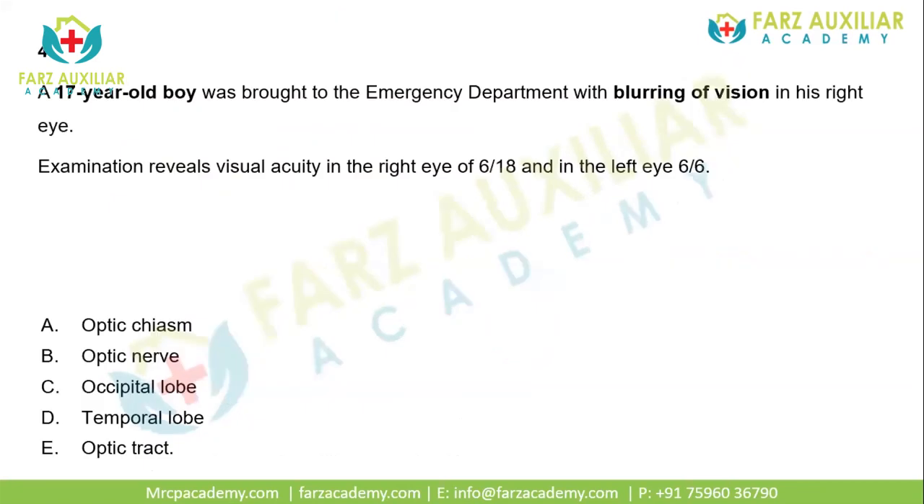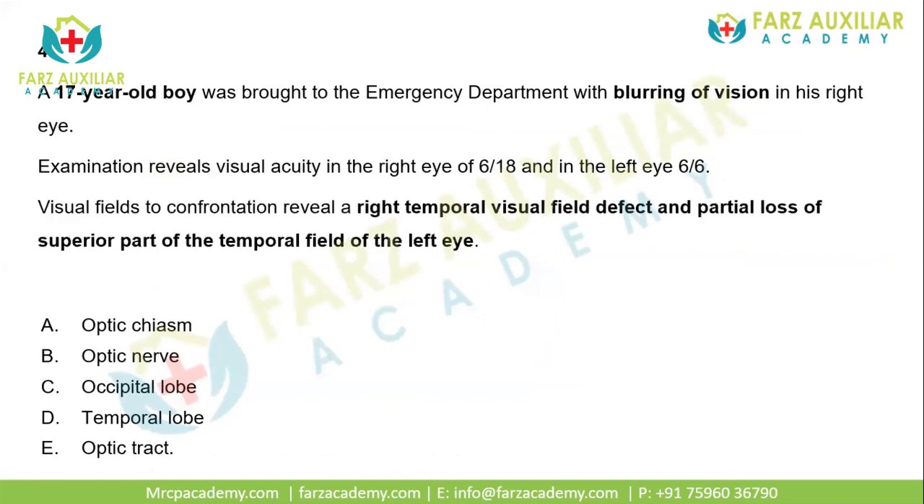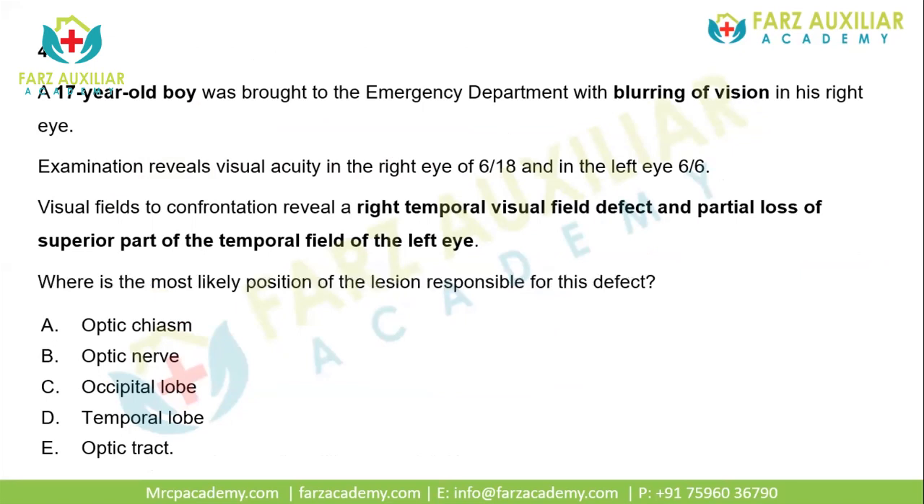A 17-year-old boy was brought to the emergency department with blurring of vision in one eye. Vision in the right eye is 6 by 18, that's only 4 lines, and in the left eye it is normal, 6 by 6. Visual fields to confrontation reveal a right temporal visual field defect and partial loss of the superior part of the temporal field of the left eye. So where is the most likely position of the lesion responsible for this defect? These are the choices.